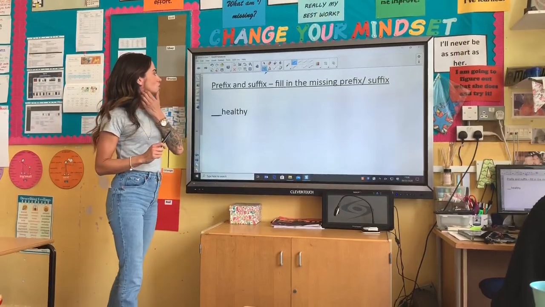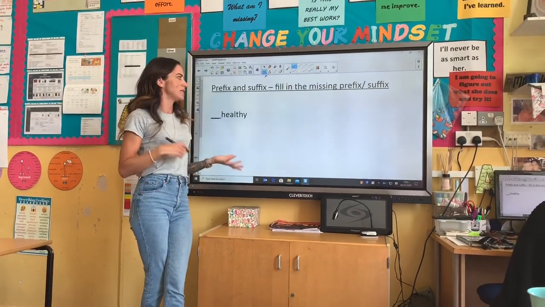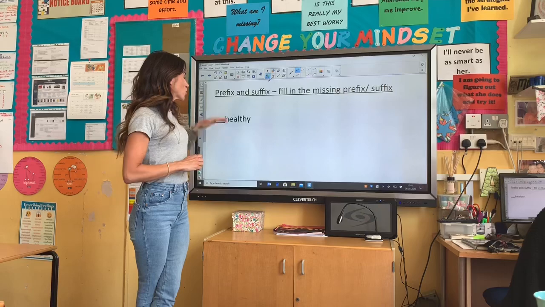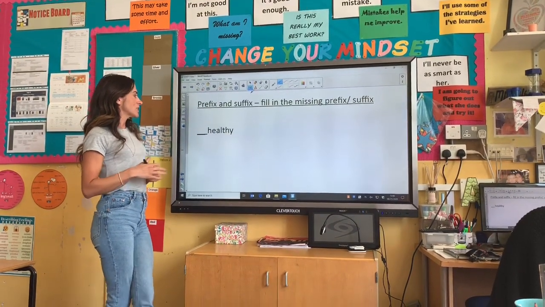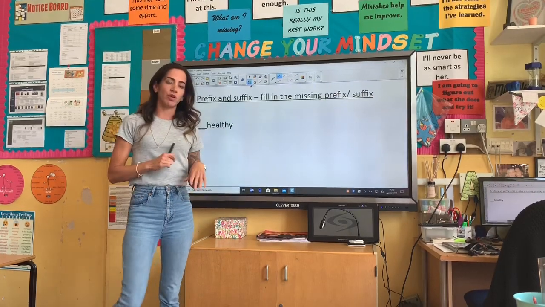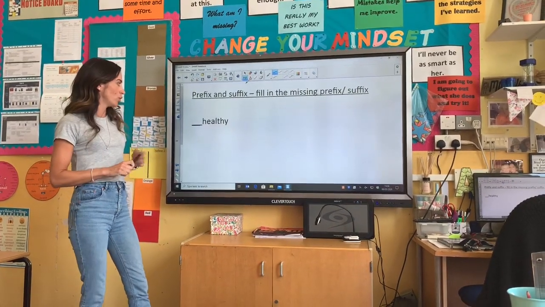Okay, so the next section is prefixes and suffixes. So what you need to do is fill in the missing prefix or suffix. So I've just got one example for you here, and it is a prefix. A prefix goes on to the beginning of a root word, and it does change its definition so it becomes an antonym of the root word.